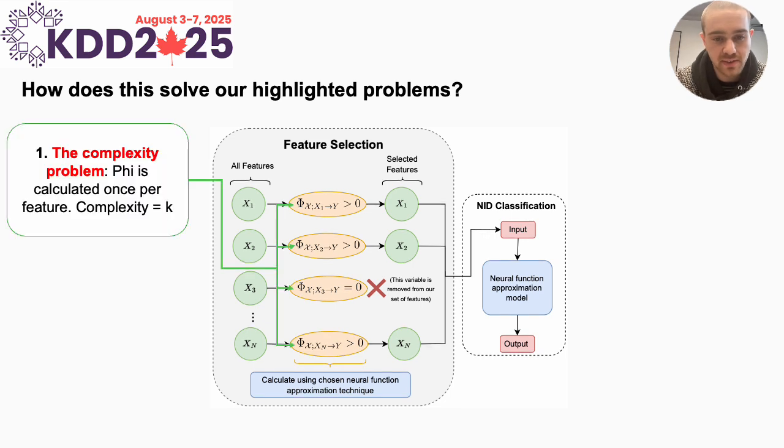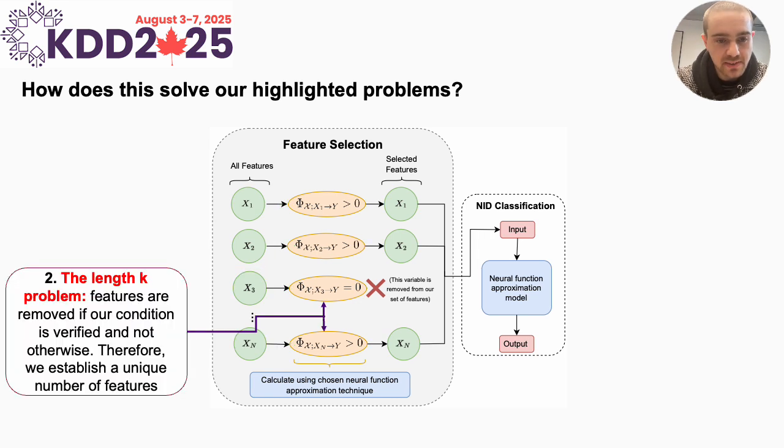So firstly and simply, phi is calculated once per feature, and therefore the complexity is linear in time. Secondly, a feature is included if phi is verified and not otherwise. Therefore, features are included based on those already selected, rather than features just being included up to a predetermined value.